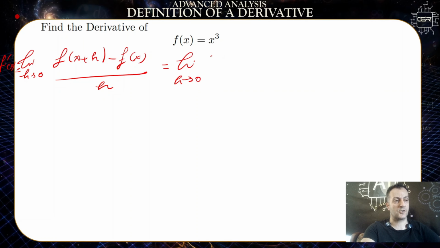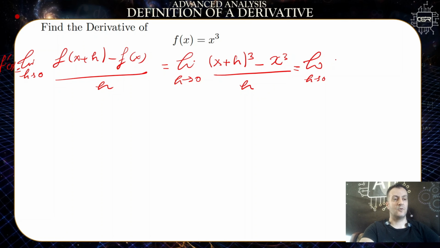Okay, f of x plus h is x plus h to the power of 3, minus f of x, which is x3, divided by h, equal to the limit as h approaches 0. Okay, so x plus h to the power of 3 is x3 plus 3x squared h plus 3x h squared plus h3, and we are left with minus x3 divided by h.